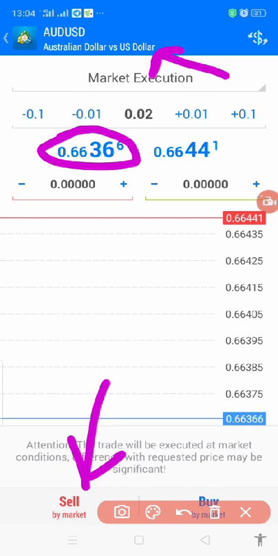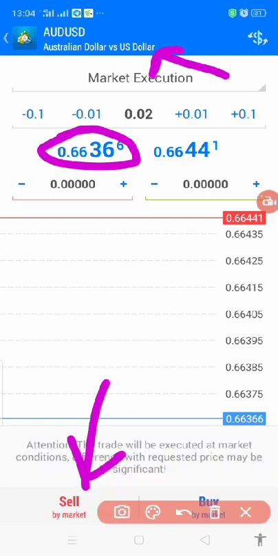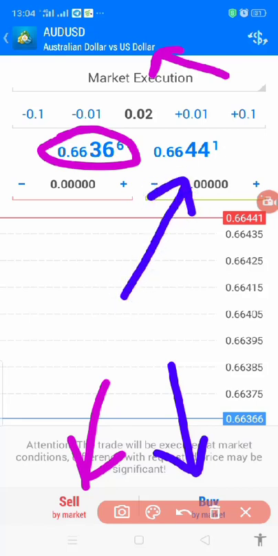And then when you click on buy, you are buying the Aussie, the Australian dollars, at this price right here.